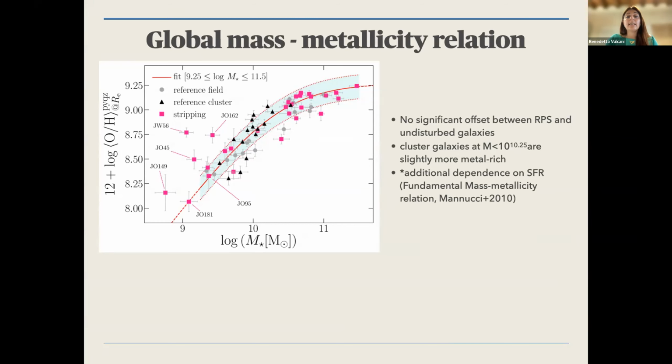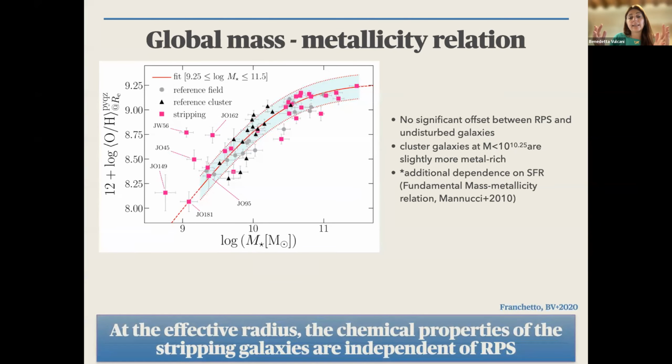And overall, what we see is actually that the two populations really follow the same mass metallicity relation. There is no significant offset. And the dispersion of this relation only slightly depends on the star formation rate of the galaxies, and this is in agreement with the existence of the fundamental mass metallicity relation. We also only see a deviation for the very low mass galaxies, but we still don't understand why this happens. So even though ram pressure stripping is shuffling the gas, what we find is that at the effective radius, the chemical properties of the galaxies are independent of ram pressure stripping.